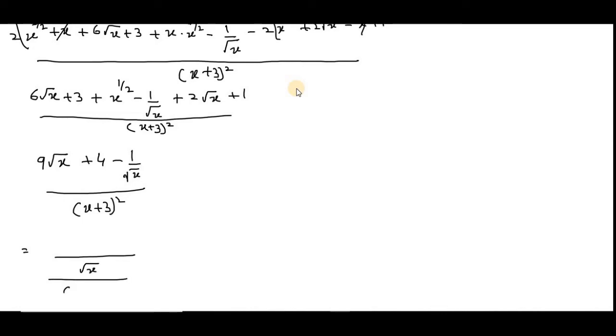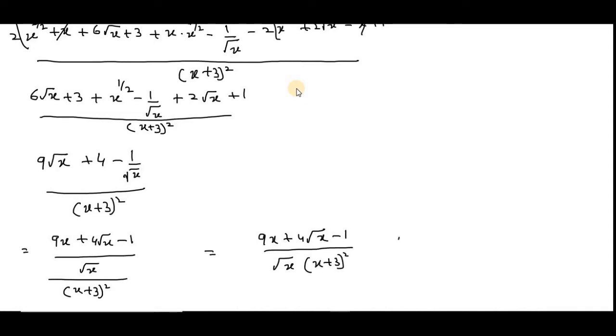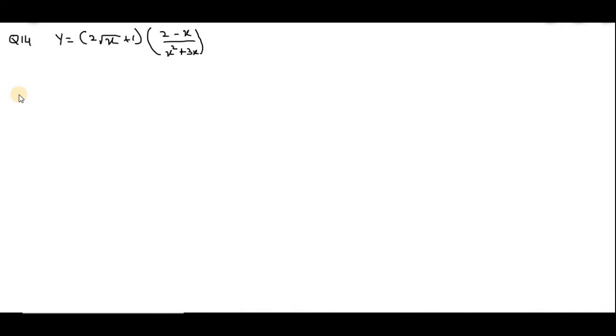And further, taking the LCM of the numerator, we can say x whole divided by (x + 3) whole square, 9x plus 4√x minus 1, becomes (9x + 4√x − 1) whole divided by √x and (x + 3) whole square, which is our answer.